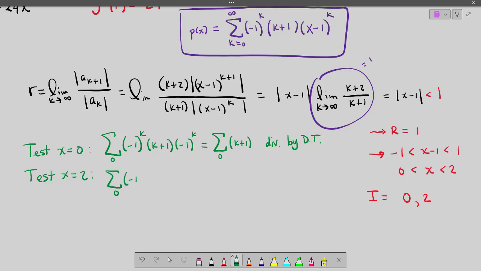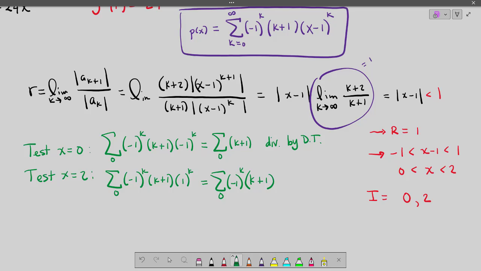And then we're going to plug in our other endpoint. So we're plugging a 2 up there. 2 minus 1 is 1. 1 to the k is just 1. So this one remains as an alternating series. How about that one? Does that one converge?